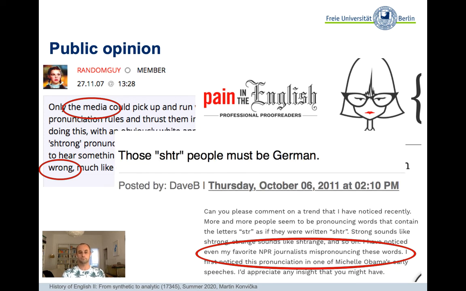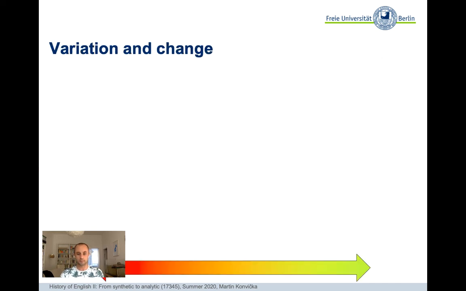and this relates back to the fact that English is becoming more German, right? Where here Dave B says those shtreet people must be German, right? Straße, street. Okay, so there are plenty of meta-linguistic ideas about this one.